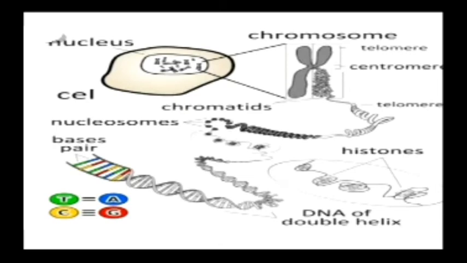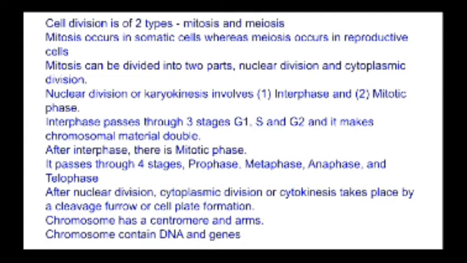Here we can see a cell. The cell contains nucleus. Inside the nucleus, there is chromosome. When we unwind the chromosome, we can see histones and DNA. Once again, let us go through the processes we have studied. The cell division is of two types, mitosis and meiosis.